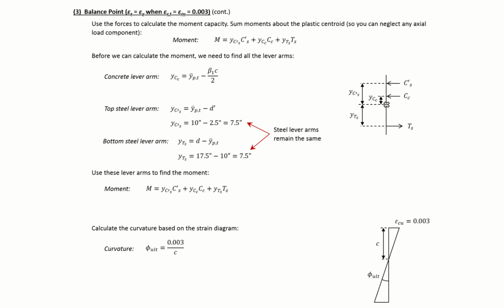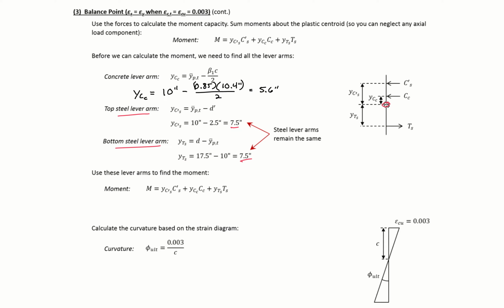Next, we can use these forces and sum our moments about our plastic centroid again to find our moment. So we'd remember that our top and bottom steel lever arms are the same, so we don't need to recalculate those. But our compression lever arm is going to change as our compression block changes. So we'll have 10 inches minus 0.85, our beta 1, times C, which was 10.4, divided by 2, will give us a lever arm here of 5.6 inches.